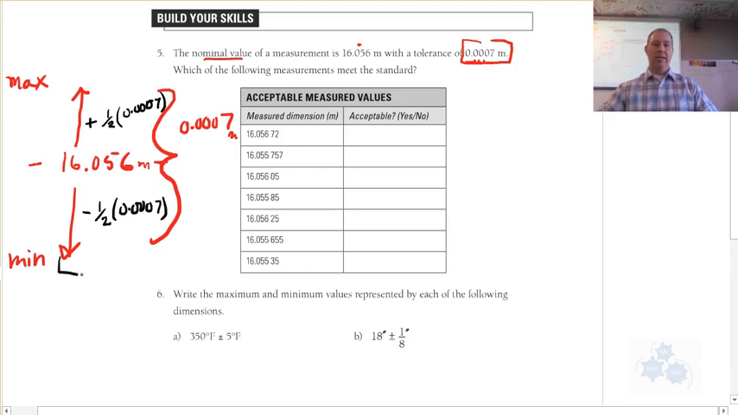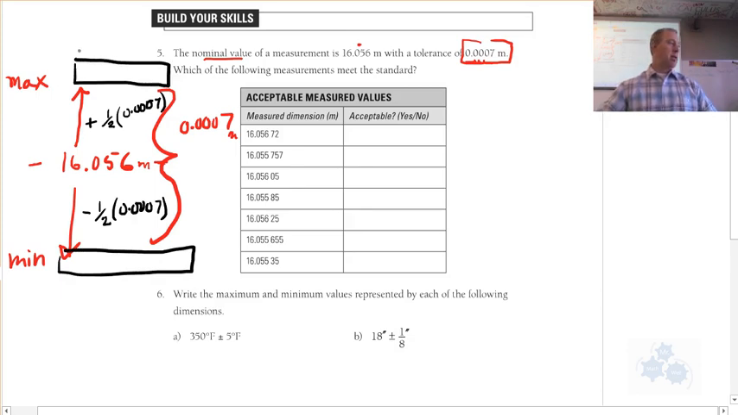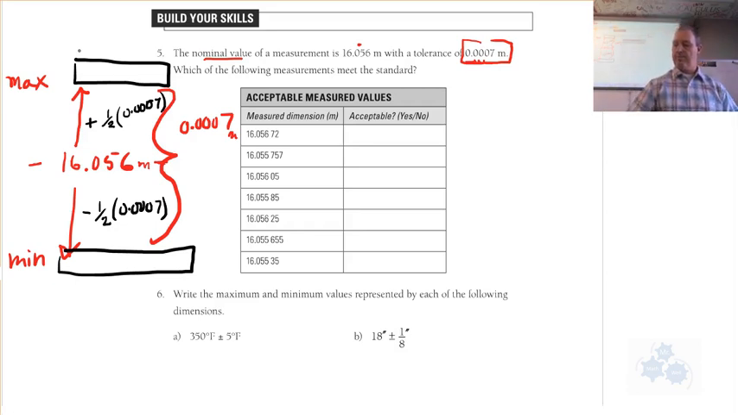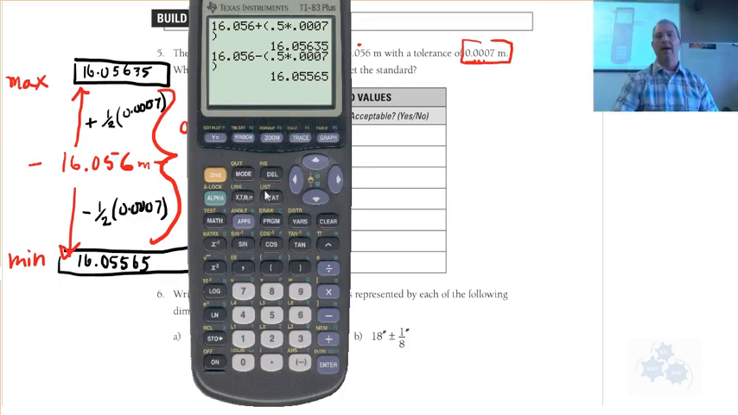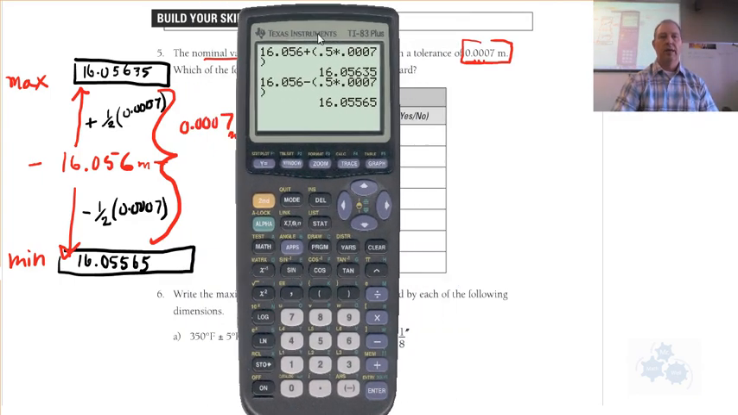I want you guys now to take a minute and tell me what the minimum value is and what the maximum value is. So go ahead and get on your calculator and see if you can do that. Take a half a minute. Okay, so hopefully you had a chance to do that. I did it on my calculator, and let's see if I typed everything in right. So 16.056, that was my nominal value, and I want to add half, so I did 0.5 times the tolerance. When I added half the tolerance, I got 16.05635. Anybody else get that?